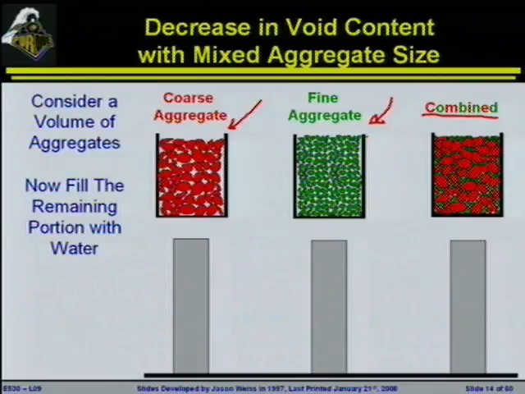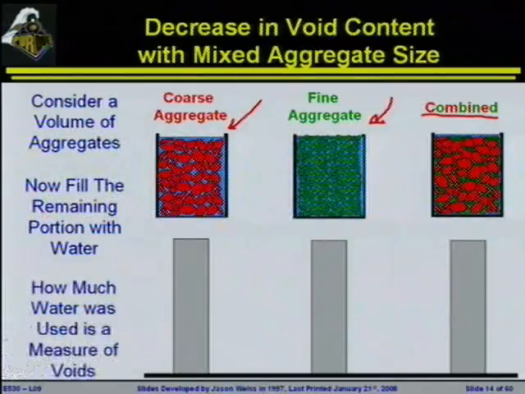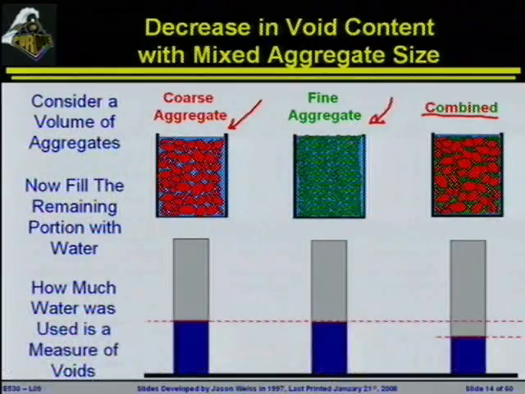So that fluid could be water, could be any other fluid you want, but why waste anything other than water to fill these up? If you fill them up and then figure out how much water was there, it's a measure of the voids. What you will notice is when you've got the combined aggregate grading, you will see that there's a substantial reduction in the void space.